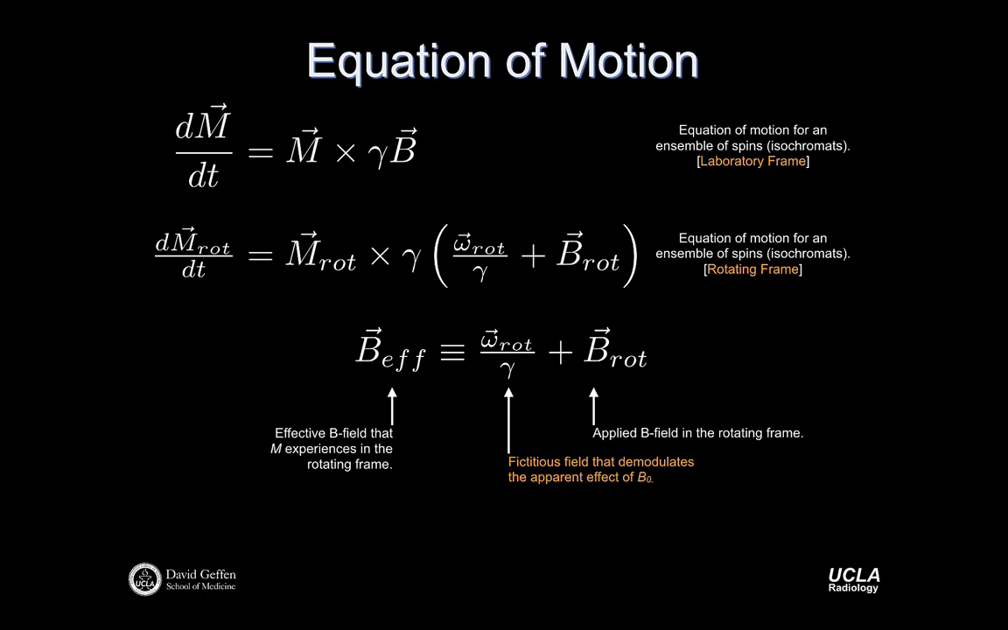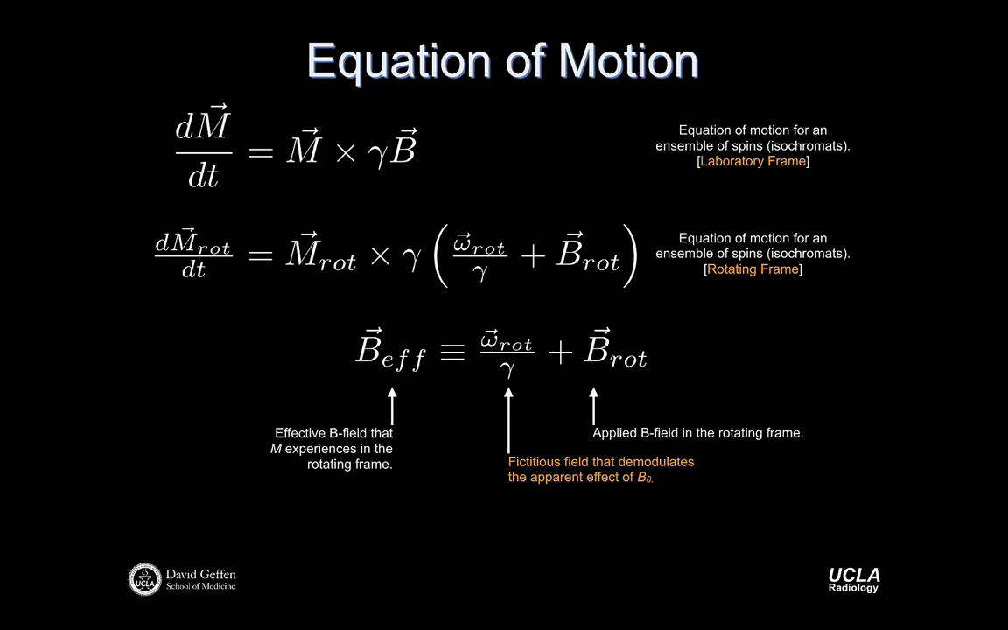And for the systems that we're designing and concerned with and worried about in this class, there's always going to be some external B0 field. People have been very imaginative about other ways of using the NMR principle for imaging. There are other possible systems that we don't talk about in this class. And then the second part of this is the applied B field, but described in the rotating frame. And that's where things got a little bit trickier.